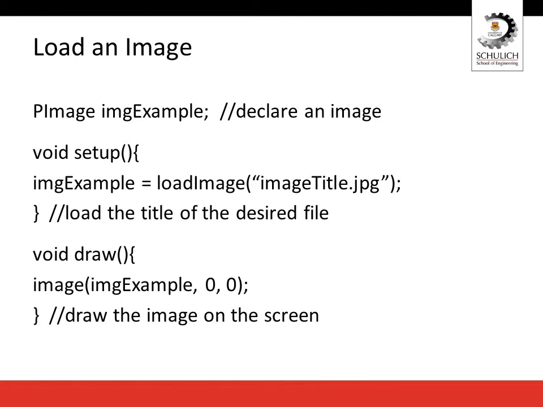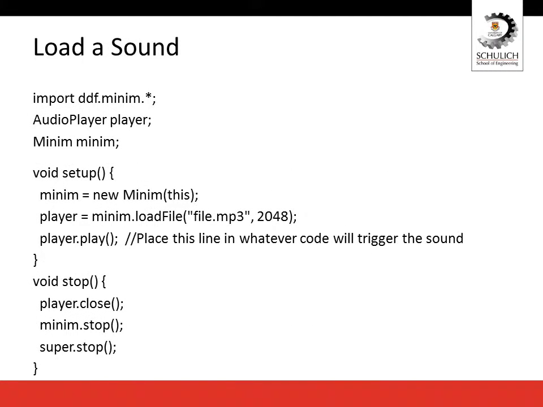There are other functions and parameters that allow you to manipulate the image further, which you can find in the online Processing reference material. Loading a sound follows a similar process. First, you must import the audio library. In Processing, the included audio library is called Minim. You will need to declare two global objects, one AudioPlayer object and one Minim object. In the setup function, you will again read in the file using its file name. The second parameter, 2048, refers to the size of the audio buffer. This can be changed, but for most purposes, 2048 should be fine.